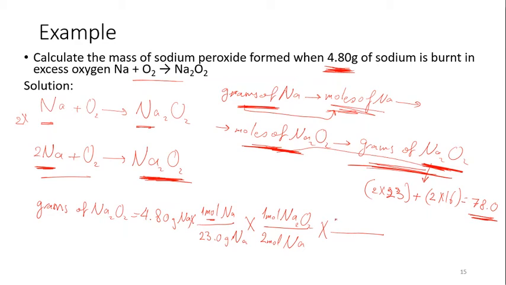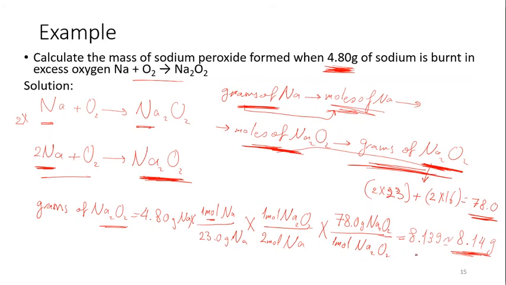So from here I could say that 78.0 grams of sodium peroxide is equivalent to 1 mole of sodium peroxide. From that I could see that the answer is equal to 8.139, which, if I approximate, is 8.14 grams. So for each 4.8 grams of sodium, I have 8.14 grams of sodium peroxide produced.